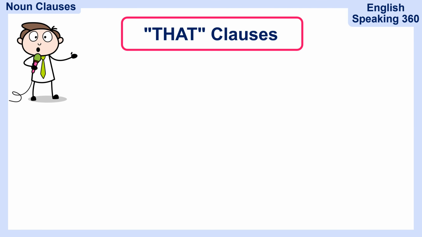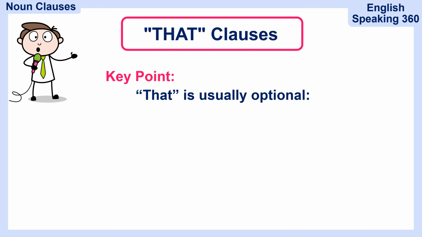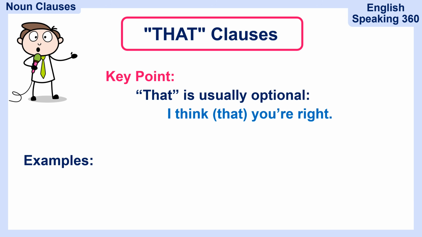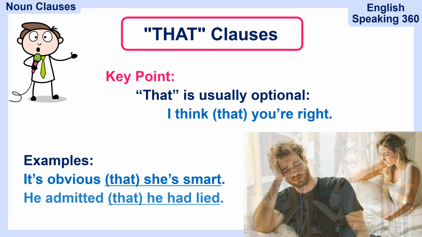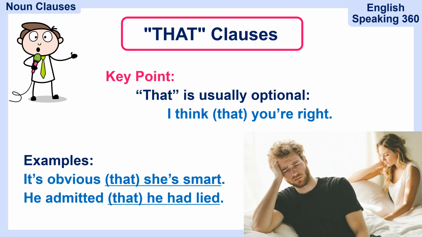Let's begin with that clauses. Here's a key point. That is usually optional. For example, I think that you're right. You can also say, I think you're right. In that case, you can remove that. It is optional. Here are a few more examples. It's obvious that she's smart. It's obvious she's smart. He admitted that he had lied. He admitted he had lied.